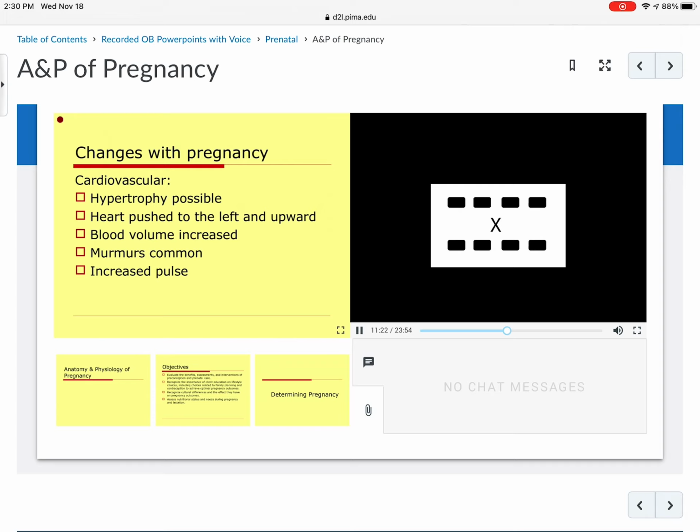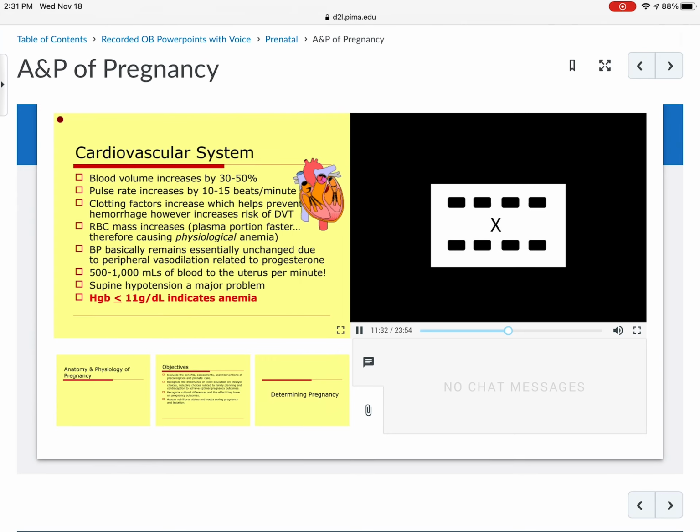Cardiovascular-wise, the heart is pushed up and to the left. Blood volume is increased. Murmurs are sometimes common, and there's a slight increase in the pulse with pregnancy. So the blood volume increases all the way up, maybe like 30 to 50%. You may have a slight increase in pulse between 10 and 15 beats.